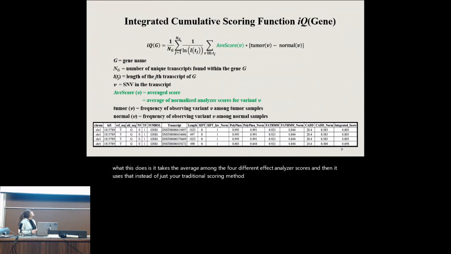In this table at the very bottom, this is just a sample of inputted information. The first four columns are variables that are inputted into each effect analyzer, so that's where we get the scores from. We also have the gene column and the transcript column, so that's how we're able to identify which variant goes to which transcript and gene. The following columns are the different scores, so this is just sample output. And the very last column is the integrated score, which is just the average among the four. So that's just a sample.